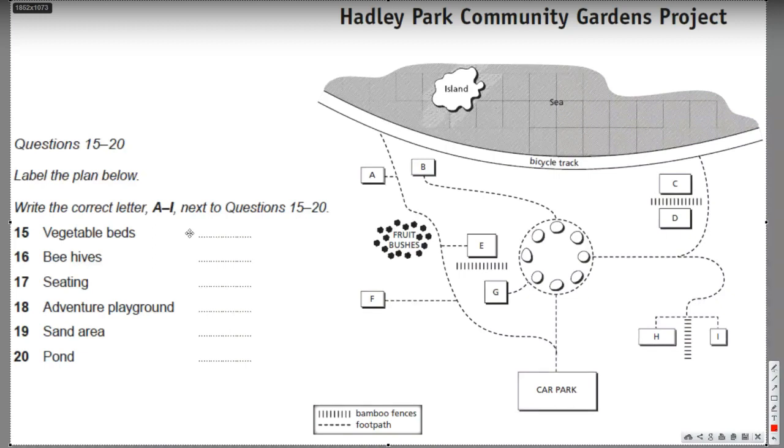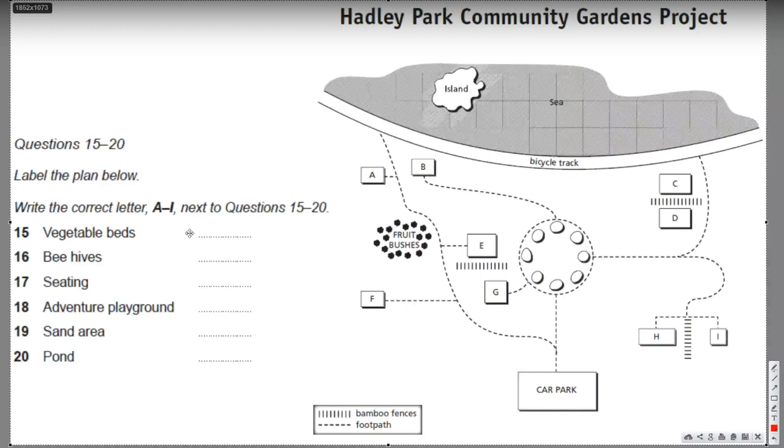Right. What else? Oh, yes, the sand area. We've got that circular footpath in the middle. Find the track that goes east, towards the right-hand side of the plan. And where that track divides, you need the little path that goes up towards the bicycle track. The sand area is just above the bamboo fence there.